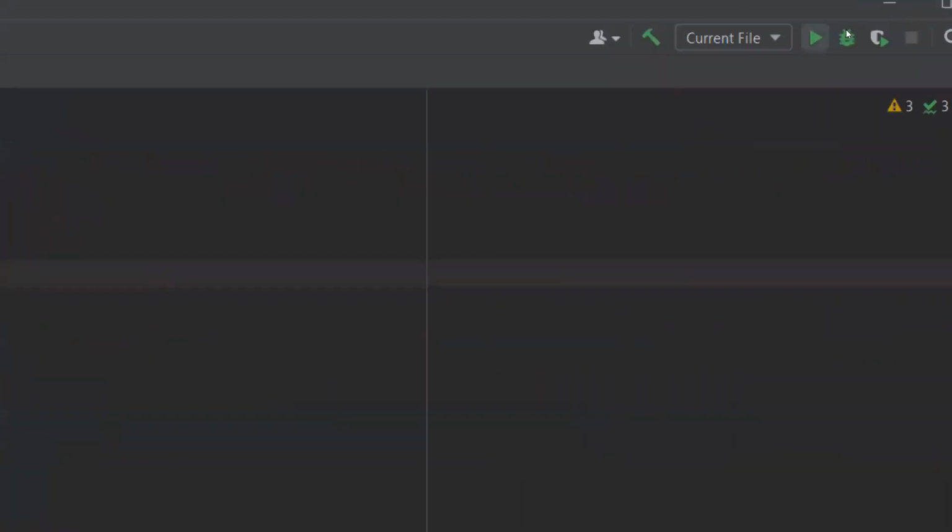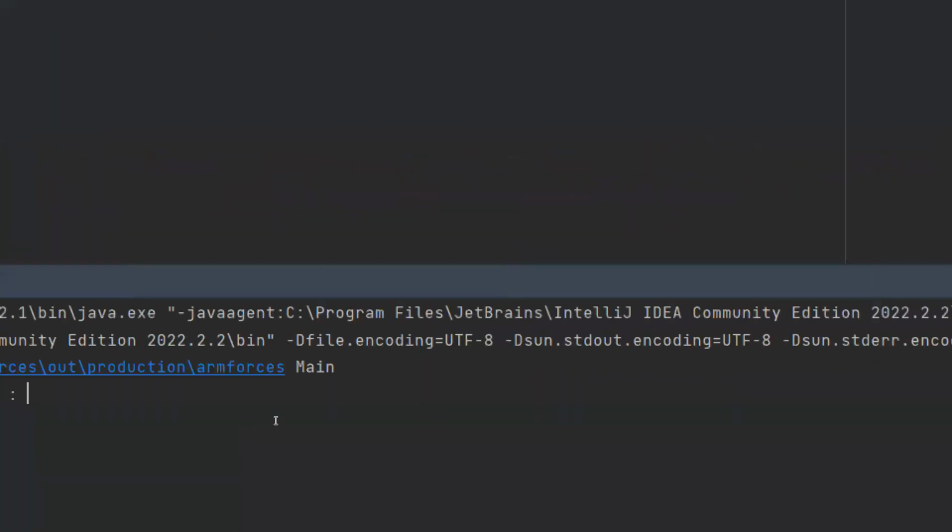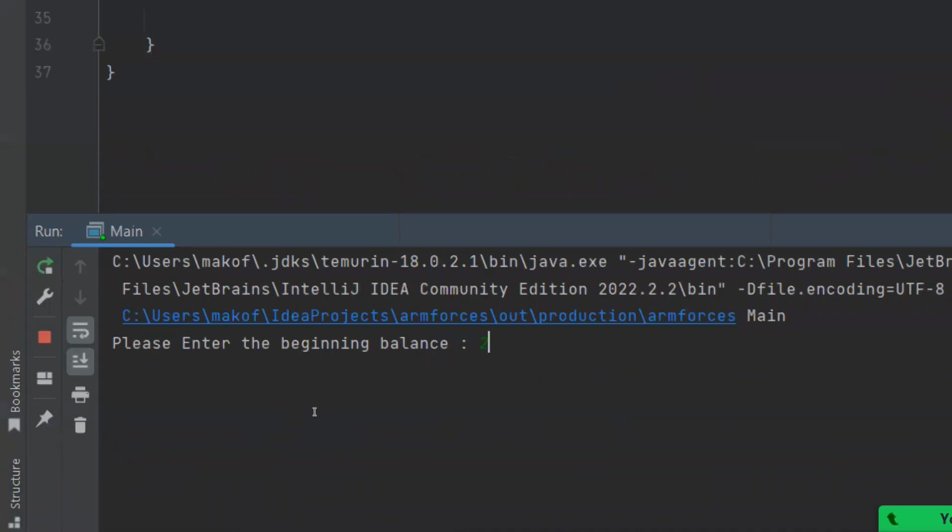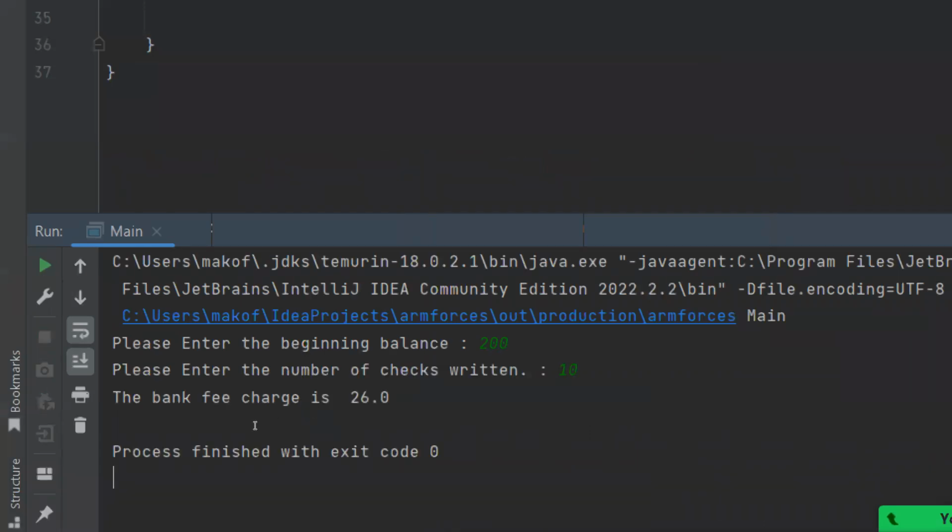So again, if I run this program again, and let's say how much money do I have in the bank? I have 200. I wrote 10 checks. That means that I'm going to pay this amount of money as my charge, because now the 15 cedis has kicked into play.